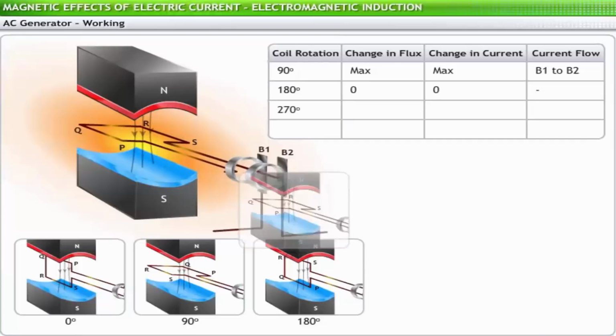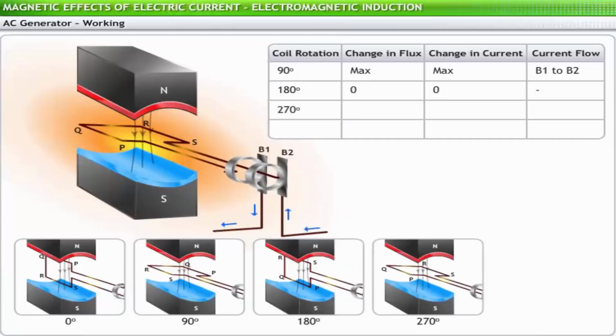Rotating the coil by another 90 degrees causes the current to increase in the opposite direction. Now the coil has rotated through 270 degrees from its initial position.